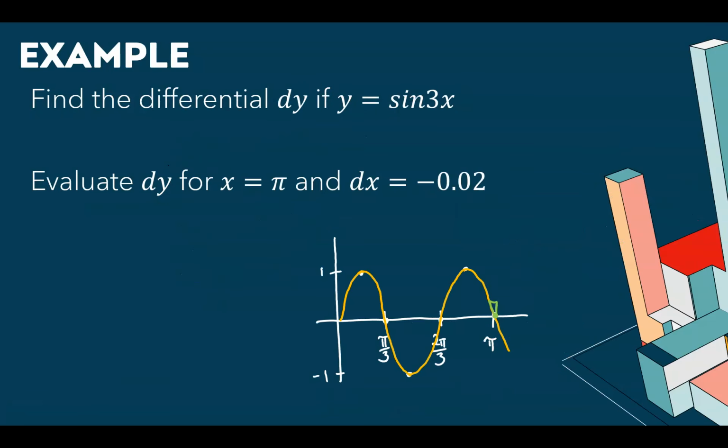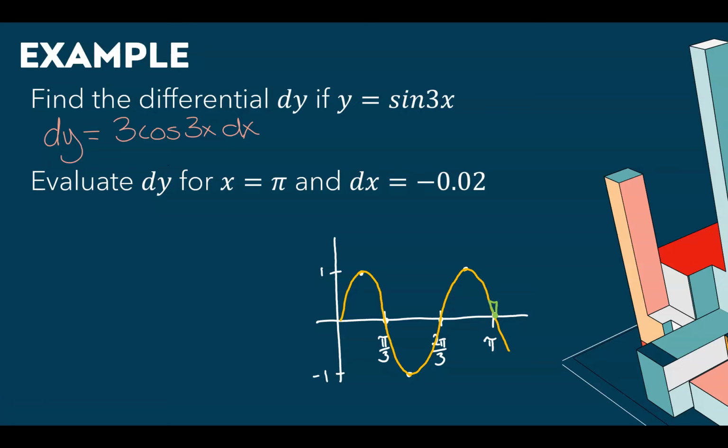All right. So here's a diagram down below. We're going to find the differential dy if y is sine of 3x. And sine of 3x has a period of 2 pi thirds. So I've graphed quite a bit of sine of 3x. And of course, the derivative of sine of 3x is 3 cosine of 3x. We just multiply both sides by dx. You'll get used to that.